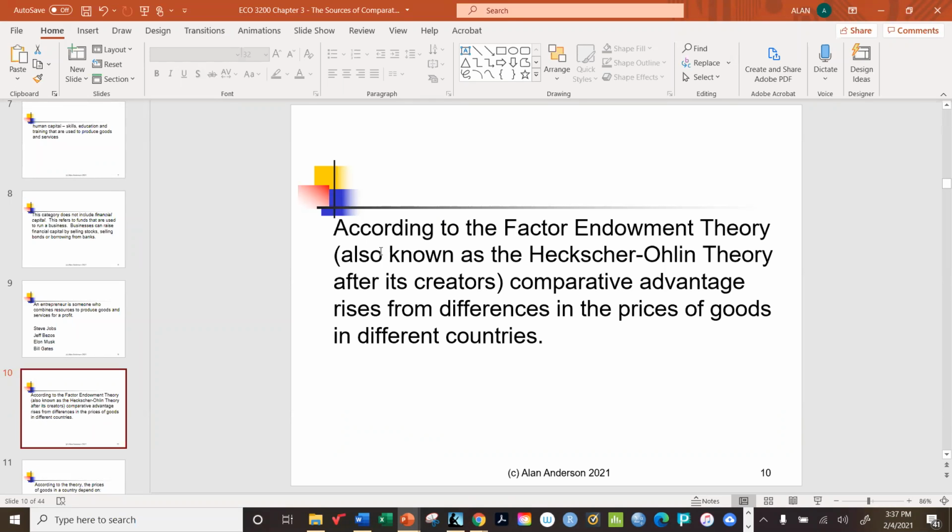And they did eventually win the Nobel Prize for this theory, because it did turn out to be quite important, and it was known as the factor endowment theory. So what they're essentially saying is that different countries have different prices for different goods. But why is that happening?